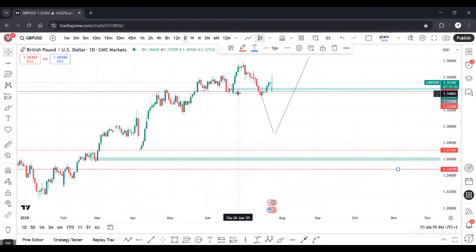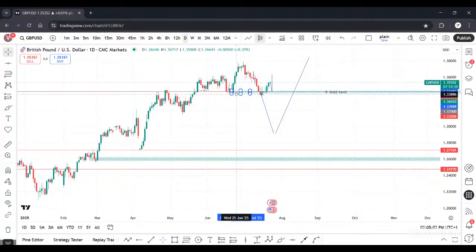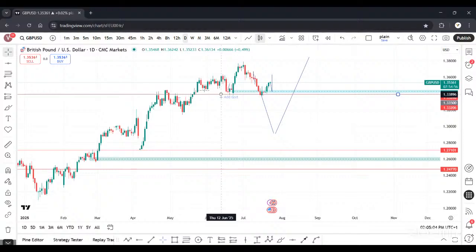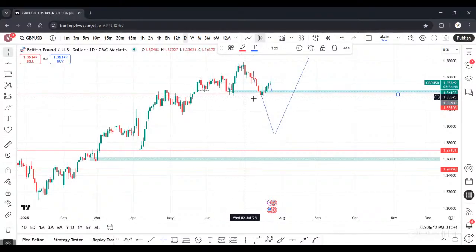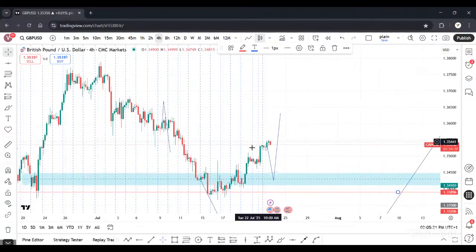On daily time frame too, we're speculating and saying that if price takes out this low on the daily time frame, then we are interested in selling off GBP USD long term. But price just traded into this low, sat at that level, and we're seeing some push to the upside on GBP USD down to the 4-hour time frame.